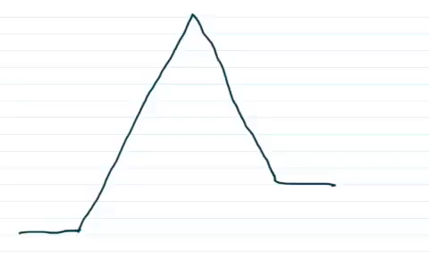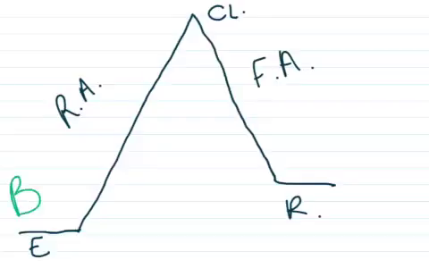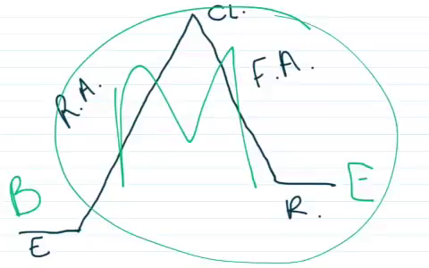Now I want you to remember that the beginning is the exposition, and then we have the rising action, the climax, the falling action, and the resolution. And whenever we think about summarizing, we can also go, this is the beginning, this whole piece is the middle, and here's the end. So BME stands for beginning, middle, and end, which is what you should have in a summary if you're doing a whole story summary.